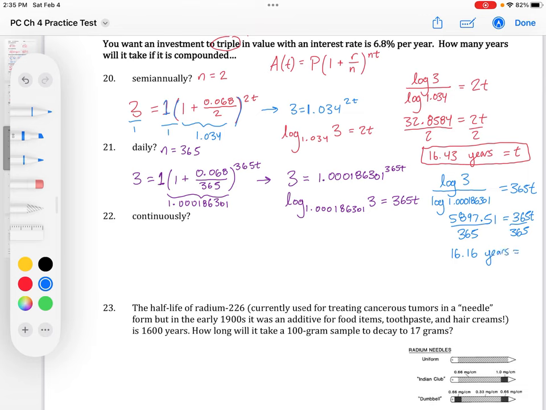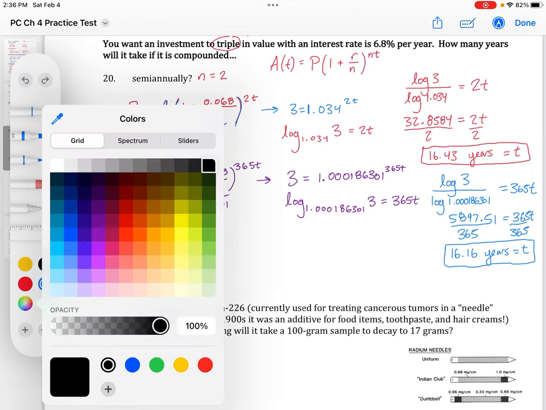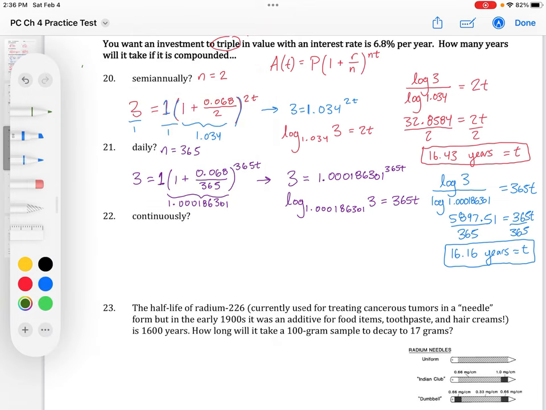16.16 years for t. So notice it does shorten the time it takes to reach that tripled investment by about a quarter of a year. So maybe 3 months sooner, you'll have more money. All right, now let's see what the difference is if we look at continuous compounding. For this one, we have to figure out that we're using this other formula.